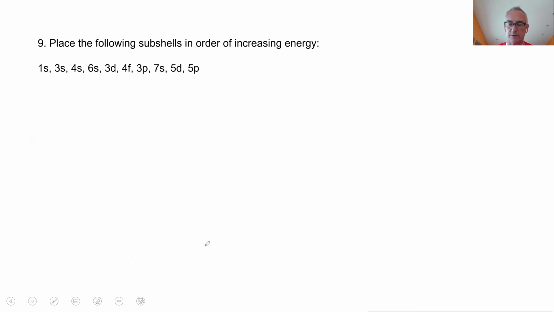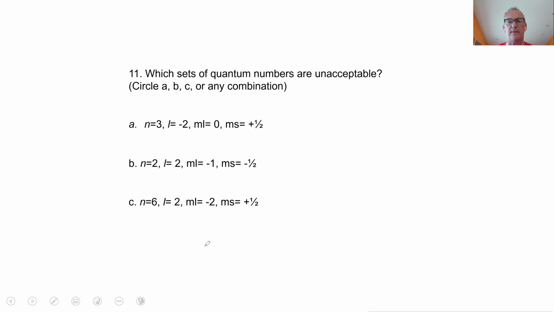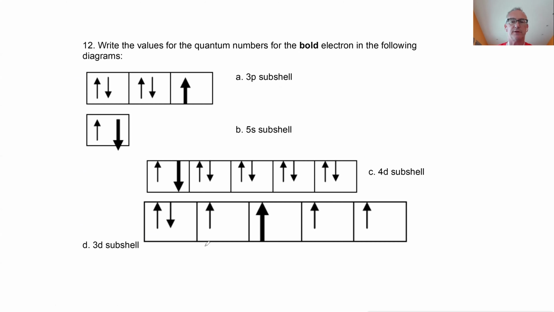All right, what about quantum numbers are unacceptable? I should be able to do that one. Yeah, I want to review this one, because this shows us how we use the individual quantum numbers to show exactly which electron we're dealing with, and we have to know the order that they're put in to describe it.